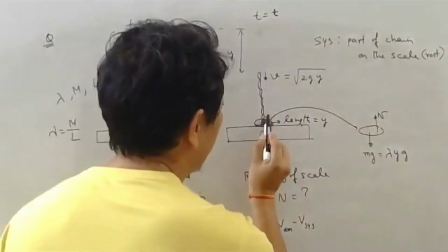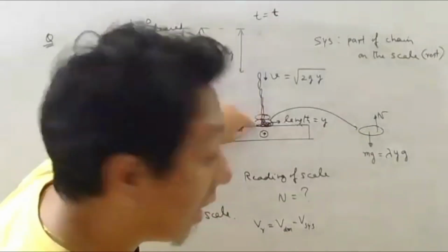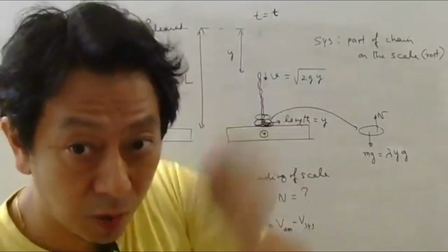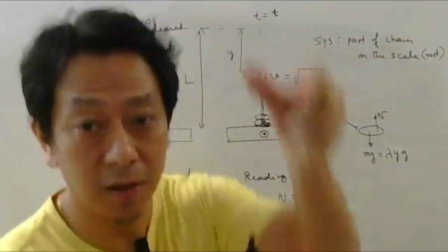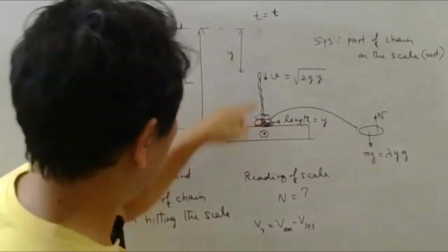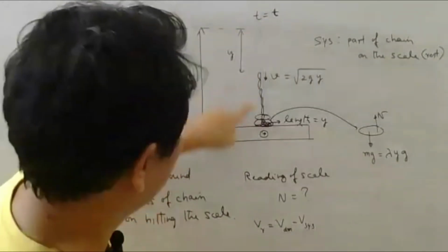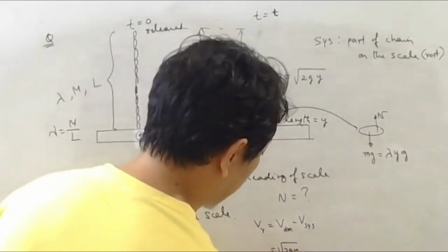See here, this small part will get added here, no? This small part will get added. So that part is coming with what speed? Same as V. When you drop the marker, all the parts are going with V speed at that moment. So at this moment at time t, the speed of this part will be root of 2gy.